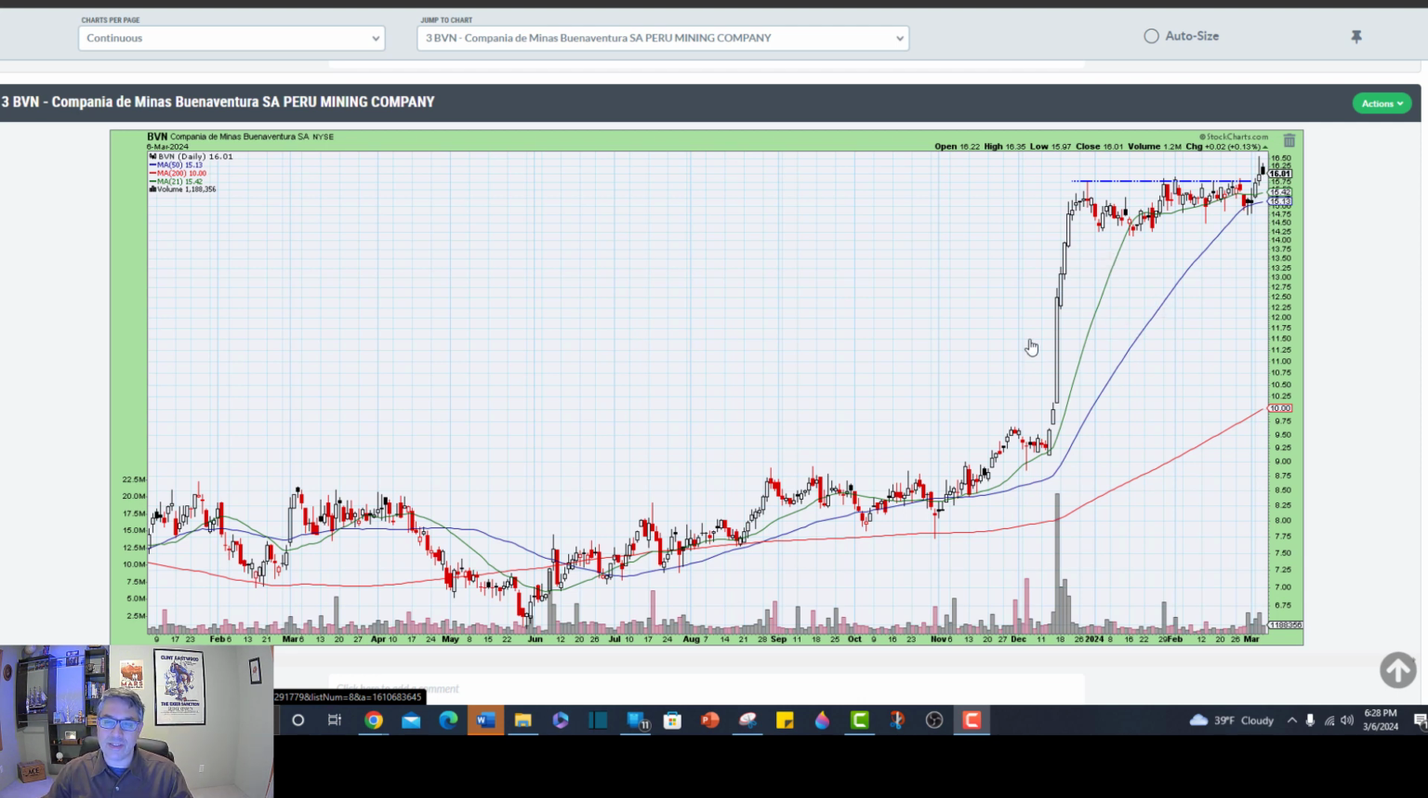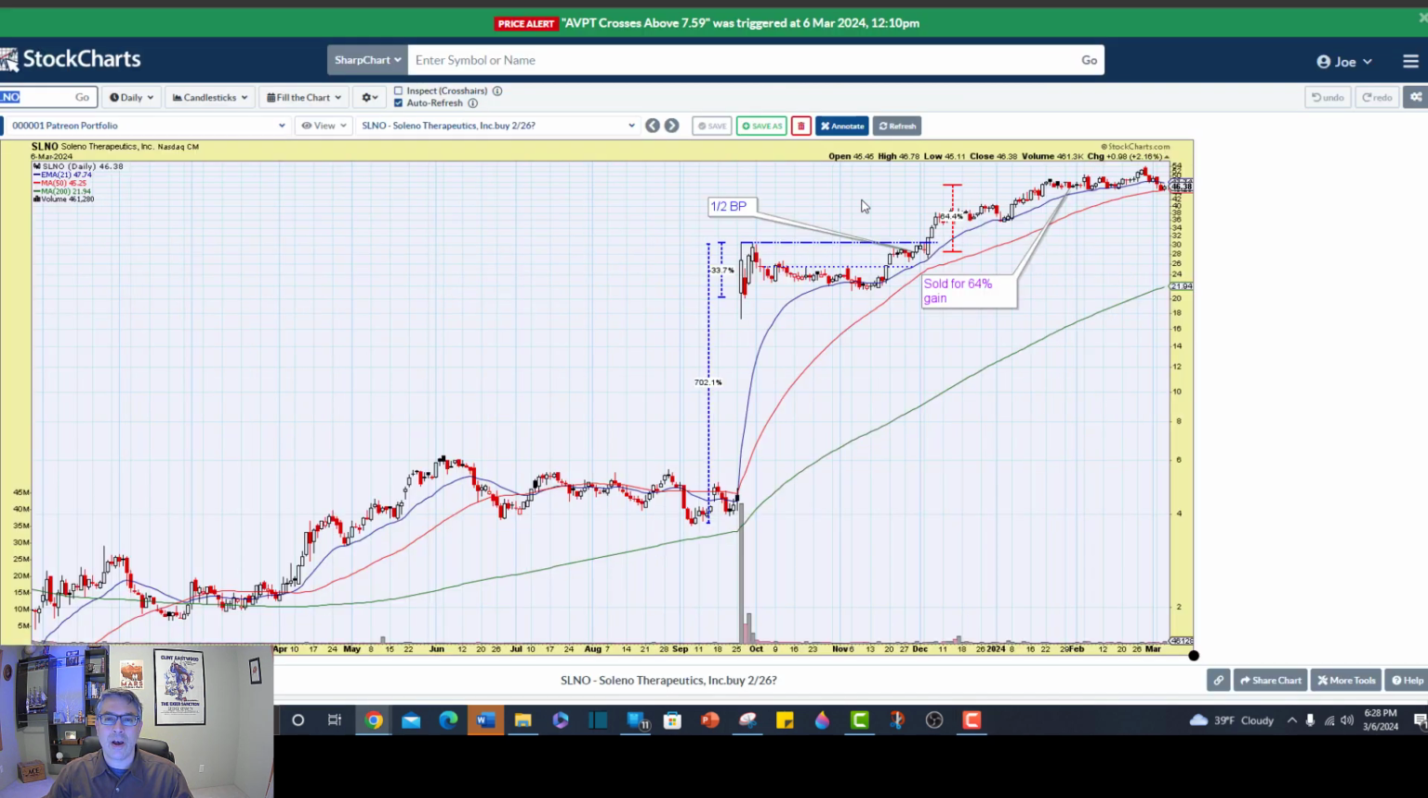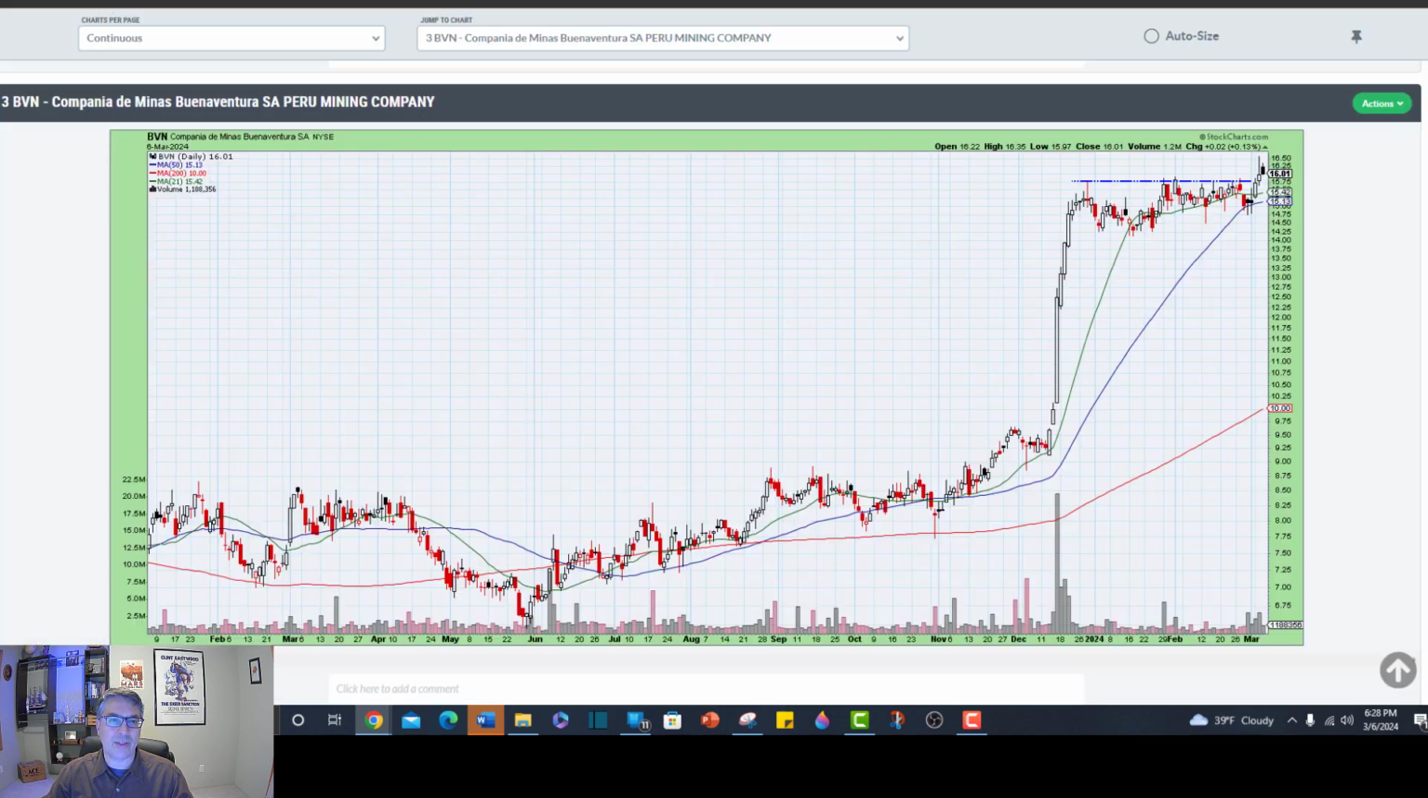And so that's step one, dead price action. Step two, rocket up 100%. And sometimes you'll get a flagpole like this. Other times you'll get a gap up. I'll show you this one in a minute.